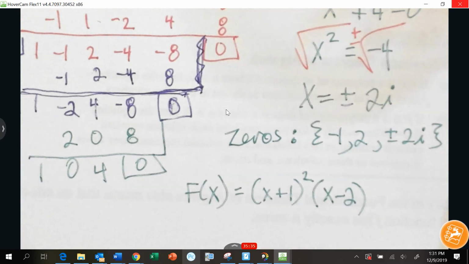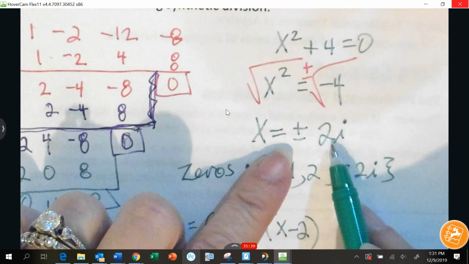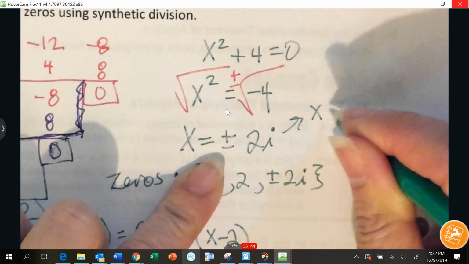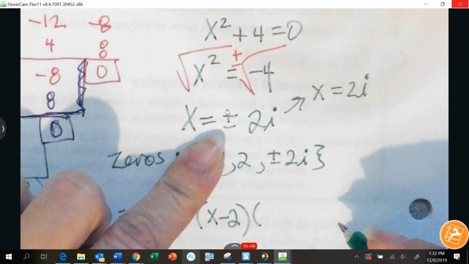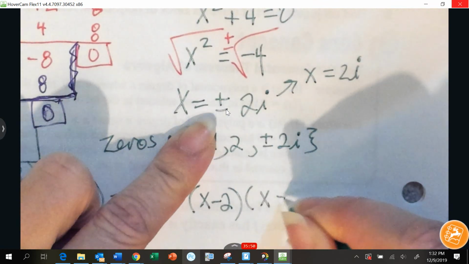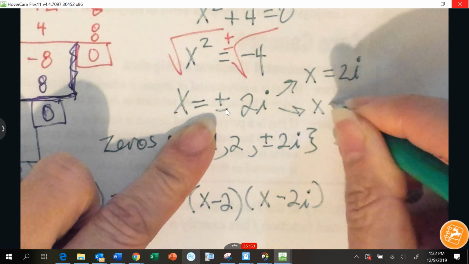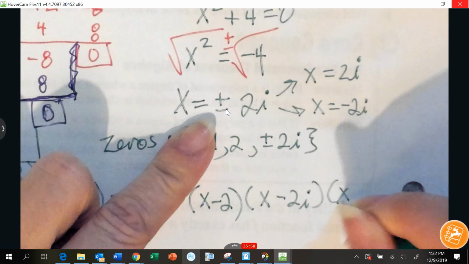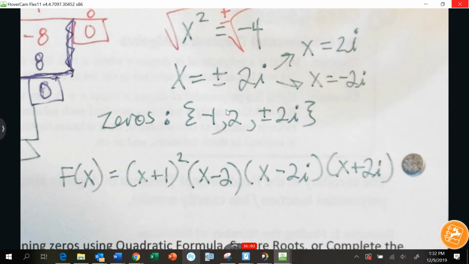The last one doesn't factor, but you can write it as factors. If you just take this here and you move the stuff over, like x equals 2i, and we move it to the other side, we get x minus 2i. Or if we have x equals -2i and you move it over to the other side, you get x plus 2i. So I have it factored all the way, and I even have imaginary factors in there.